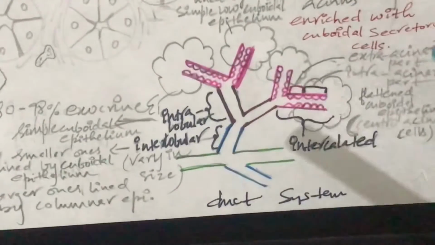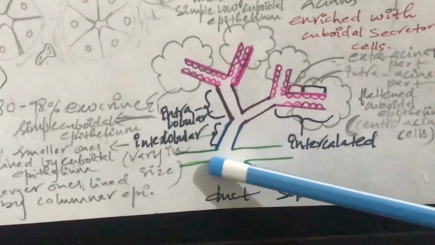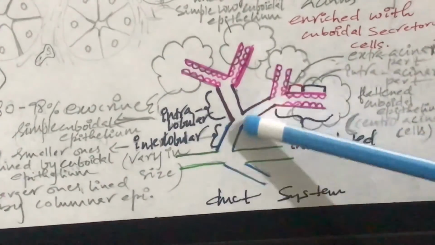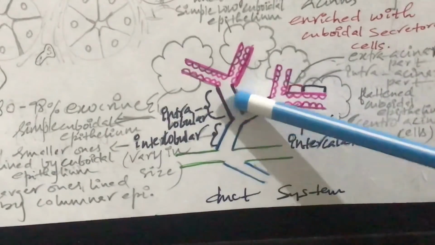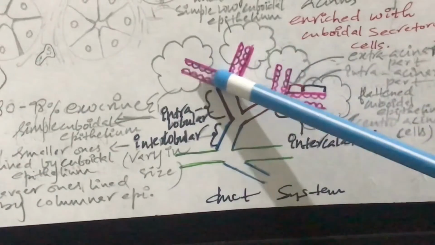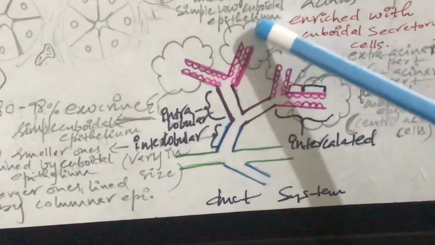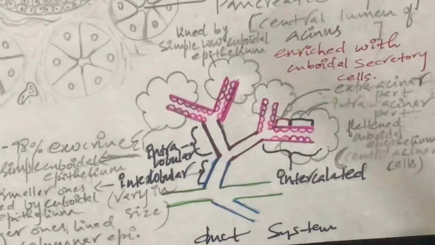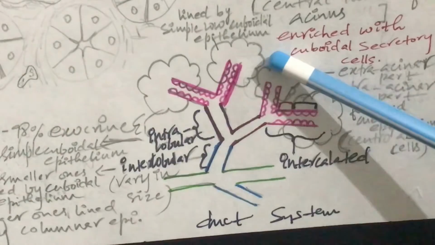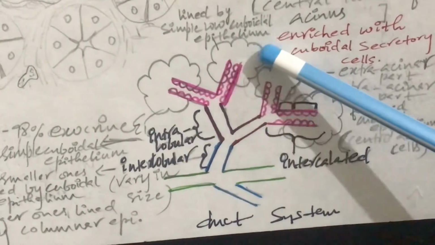Now coming to duct system of pancreas. This is pancreatic duct. This is interlobular duct. It divides into intralobular ducts. This divides into intercalated ducts. These are berry-shaped structure, acinus. Acinus is lined by simple cuboidal epithelium. Intercalated duct starts within the acinus.